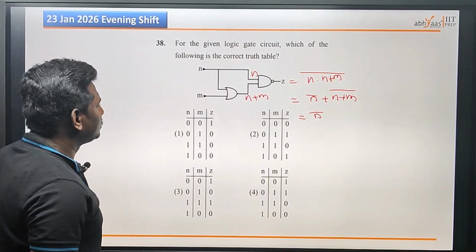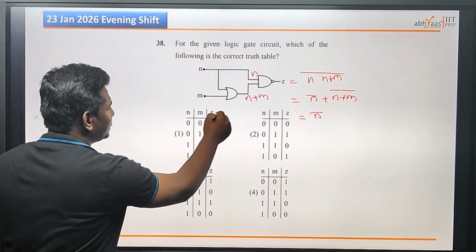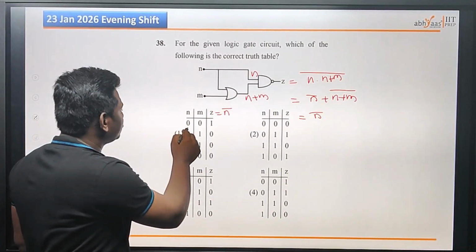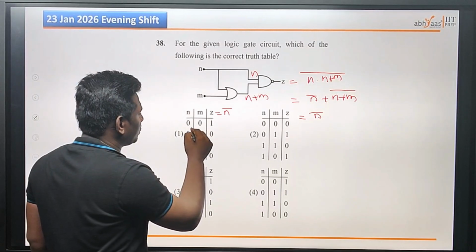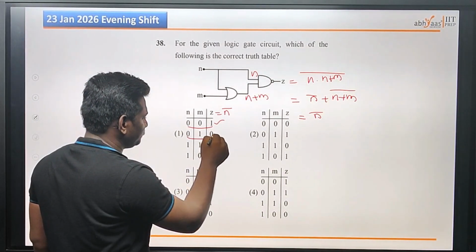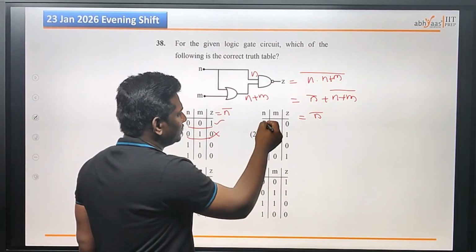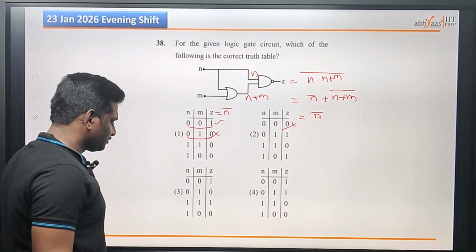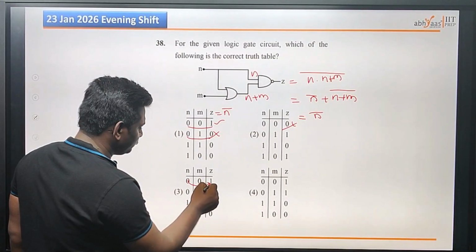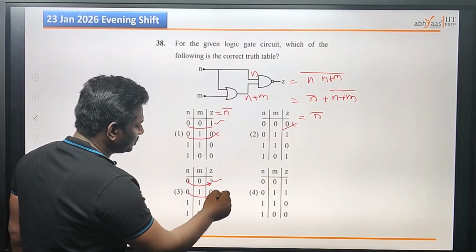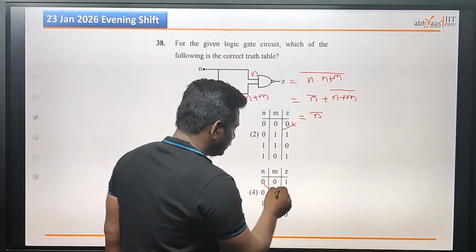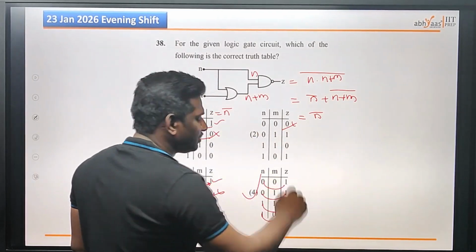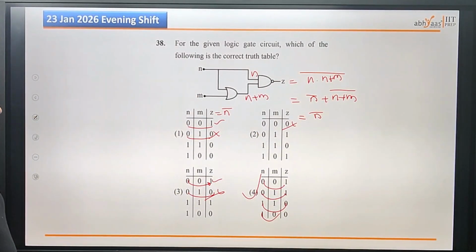Okay, what is the output here? Z is nothing but n bar. So see, n is 0, n bar is 1. Matching 0 0, not matching, n bar 0, this is also not matching. 0 to 1. Okay, and 0 to 0 not matching. 0 1 0 1 1 0 1 0. Option 4 is your answer.